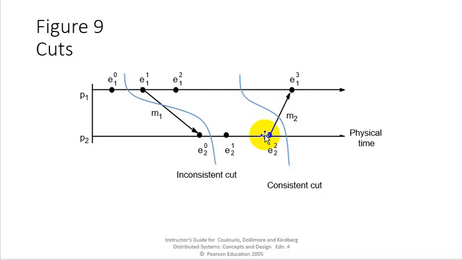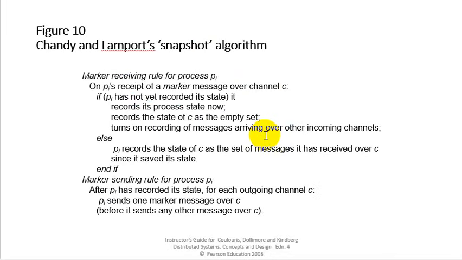So consistent and inconsistent cuts. This diagram compares consistent and inconsistent cuts. A consistent cut includes all causally related events, while an inconsistent cut may include a message received without its corresponding send event. So next is the Chandy-Lamport snapshot algorithm. This algorithm captures a consistent global state without stopping system execution. It uses marker messages to record process states and communication channel states.